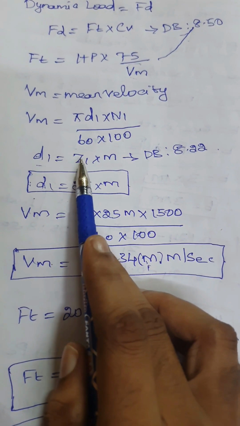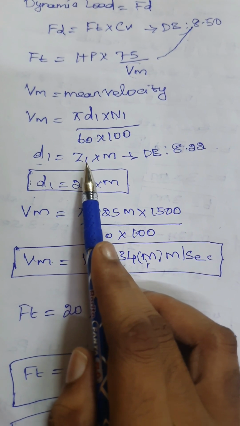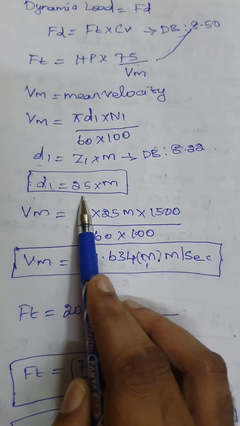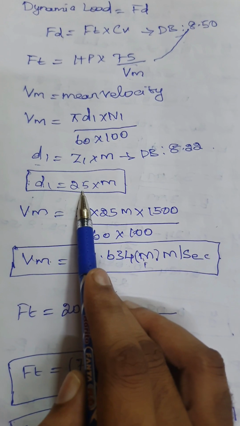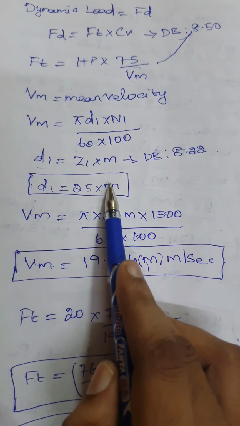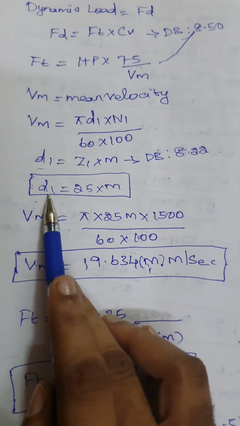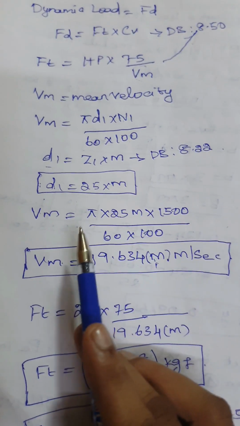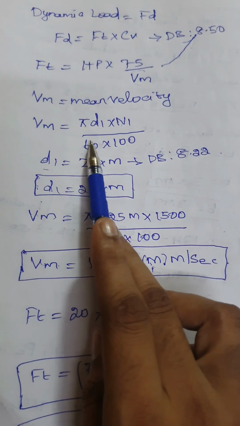For z1, we can put the value 25, which is given in the question itself, the number of teeth, that is z1 is equal to 25. The m is the module, which is an unknown variable, so d1 is equal to 25 into m. So now put this value in this equation of v of m.